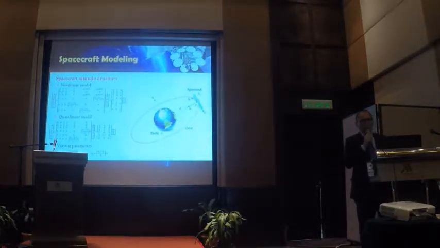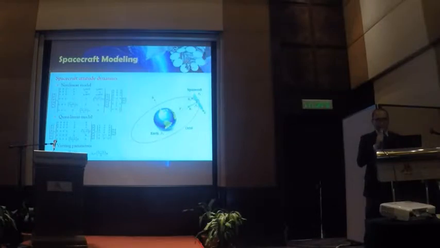The nonlinear model is shown here. By considering small angles and keeping the product of the angular speed, we obtain the quasi-linear model, where these bracket terms are the varying parameters called Z1 and Z2, which will be shown in the next slide.